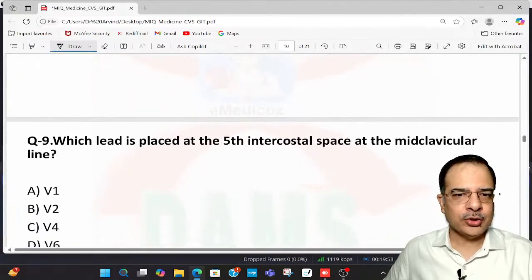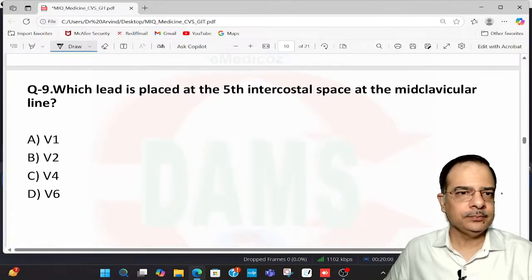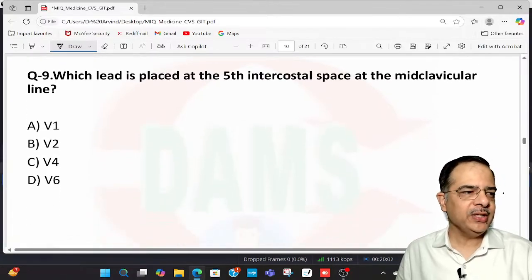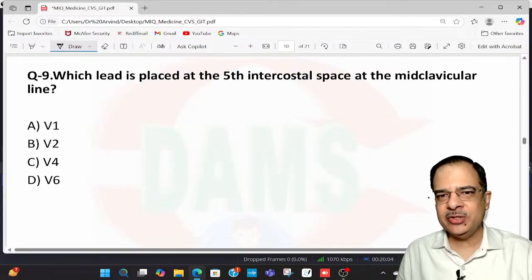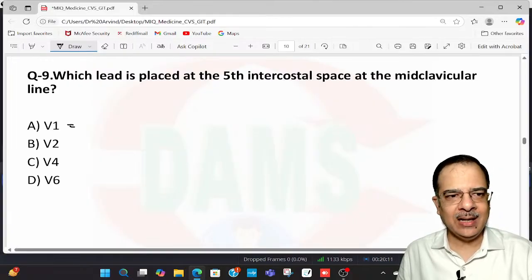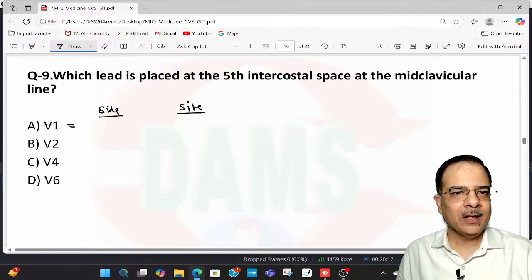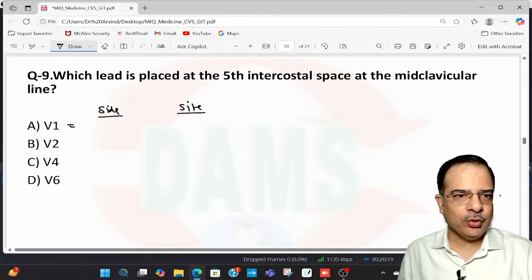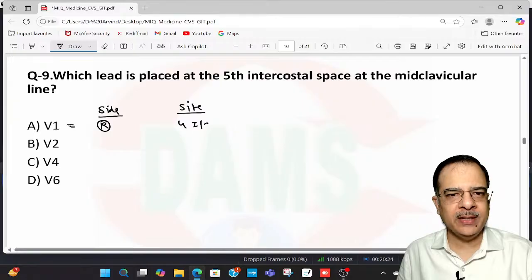Now come to question number 9. The question is which lead is placed in the fifth intercostal space at the mid clavicular line? So let us see the sites where these leads are placed. V1 is placed on the right side, in the fourth intercostal space, just at the parasternal margin.